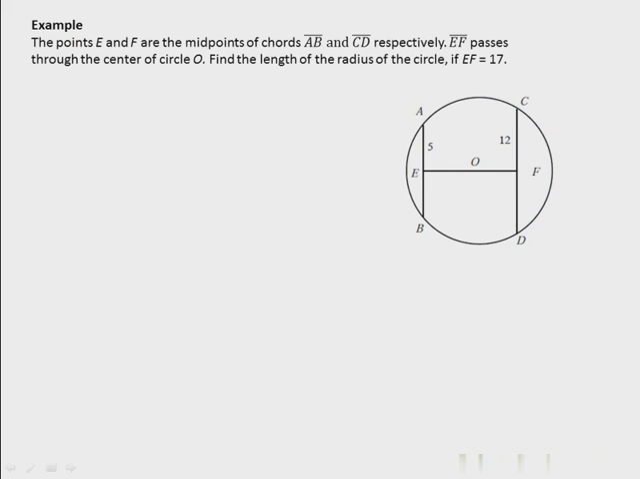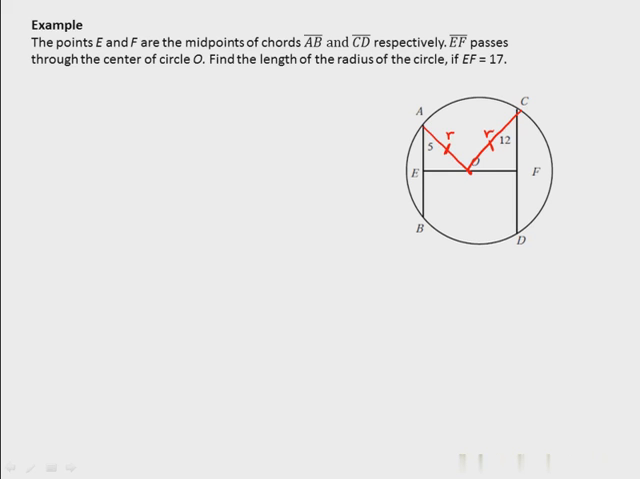The points E and F are the midpoints of chords AB and CD respectively. EF passes through the center of circle O. Find the length of the radius of the circle. So I need the radius, so let me draw the radius. I'll draw one radius and I'll draw another radius. I've drawn two radii, both equal in length. Let's call it R and R.